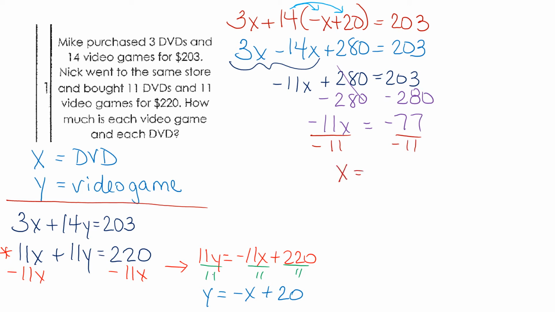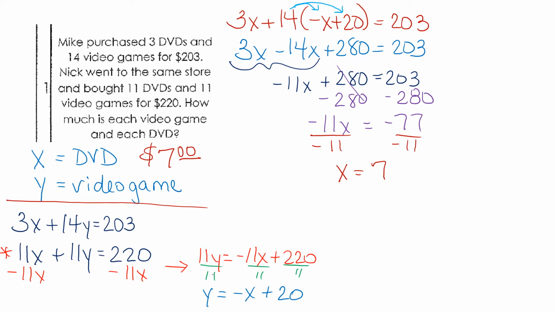So X equals 7. What that means in the context of our problem is that every DVD is going to be $7. Now I need to figure out my video games.